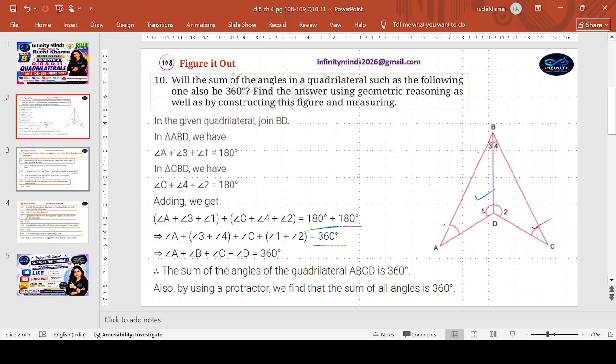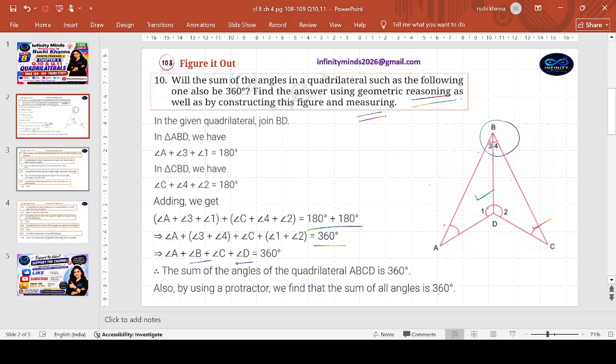Of which angle 3 plus angle 4 shall naturally make up angle B, and 1 plus 2 shall become angle D. So A plus B plus C plus D, yes, the sum of the four angles of the quadrilateral is 360 degrees. This is by reasoning. Mathematical reasoning is what is important.